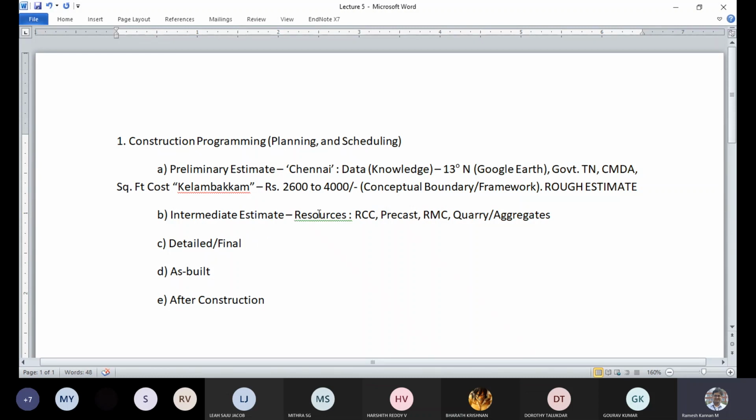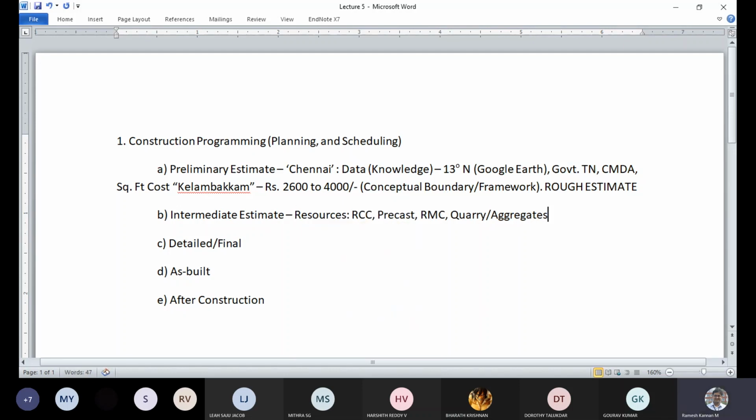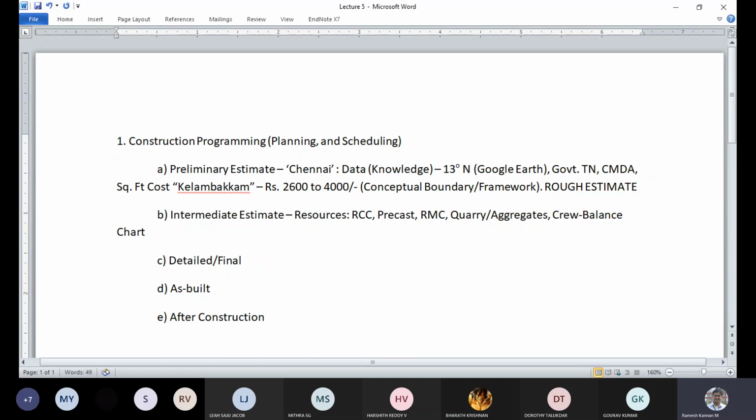So all those things, all the resources, how you manage them, all those matter, right? And a very important thing that we will probably be discussing in Thursday's class is crew balance. And there's something called a crew balance chart, right? So we'll be discussing that.